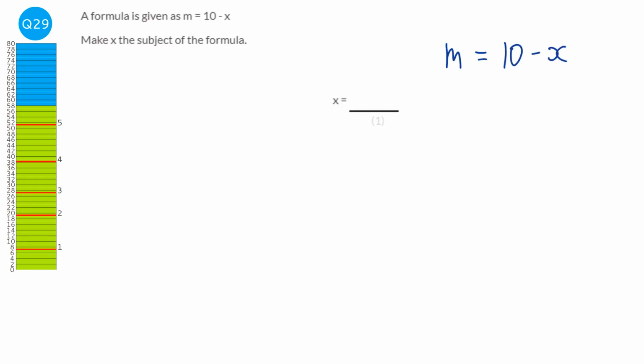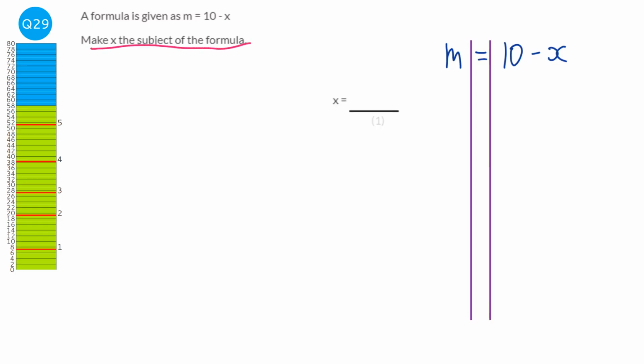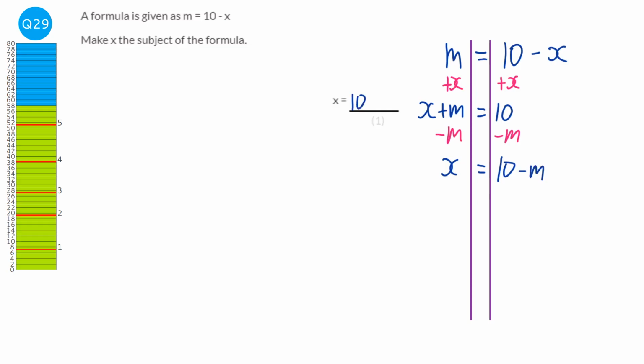To rearrange this, I'm just going to write out the equation again. And I'm going to put my lines in. Okay, so the first thing I'm going to do is try and make the x positive, because we're looking to make x the subject of the formula, which means we need it to be x equals. So what I'm going to do is just add x both sides. So we've got x plus m equals 10. Then we want to get rid of anything on the left hand side that's not this x. So we want to get rid of this plus m. So we're going to do that by subtracting m both sides. So we've got x equals 10 minus m. So our answer is 10 minus m. X equals 10 minus m.